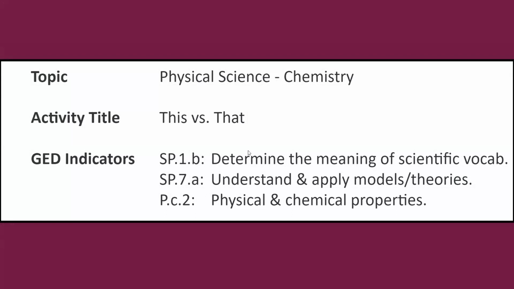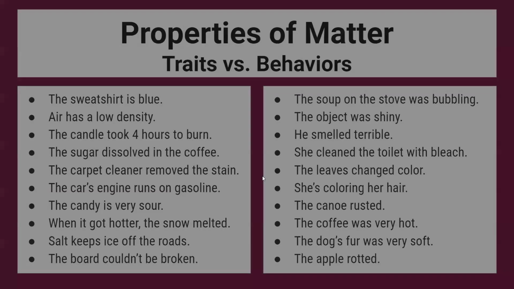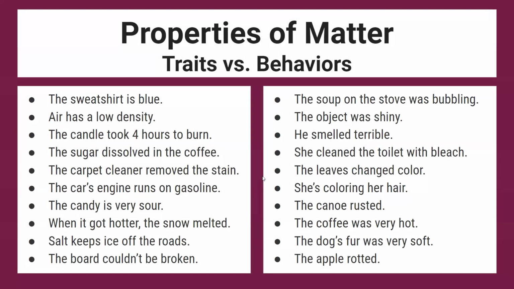Chemistry. Obviously, there's a lot more that you can do if you're face-to-face, and you have the ability to do little experiments or things like that. That doesn't work in every setting, and it certainly doesn't work in an online setting necessarily. So you can more use an identifying type thing. So traits versus behaviors, meaning, is this a physical property or is this a chemical property?